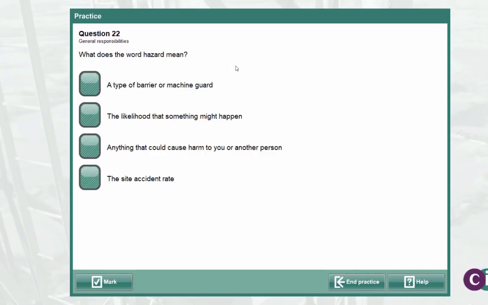What does the word hazard mean? A type of barrier or machine guard. The likelihood that something might happen. Anything that could cause harm to you or another person. The site accident rate.